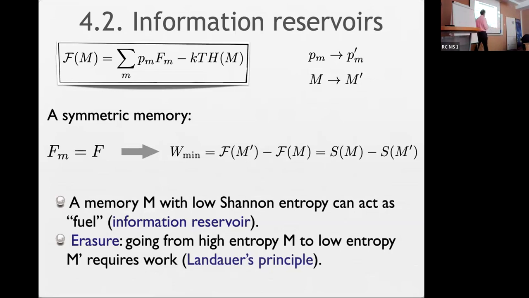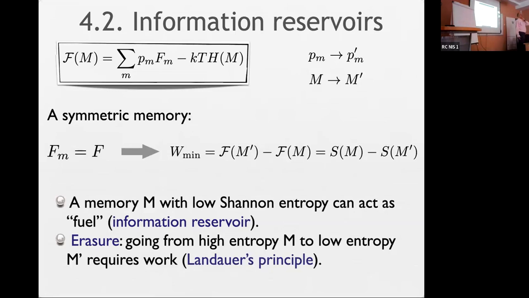Now Landauer's principle is more general and it can go in the two directions. If you order a disordered memory, you have to dissipate heat. But if you do the other way around, if you go from the tape with zeros, or a bit with zero, and you disorder it, you can extract work. These are called information reservoirs, and there is a lot of literature on this. And it's information as a fuel as well.